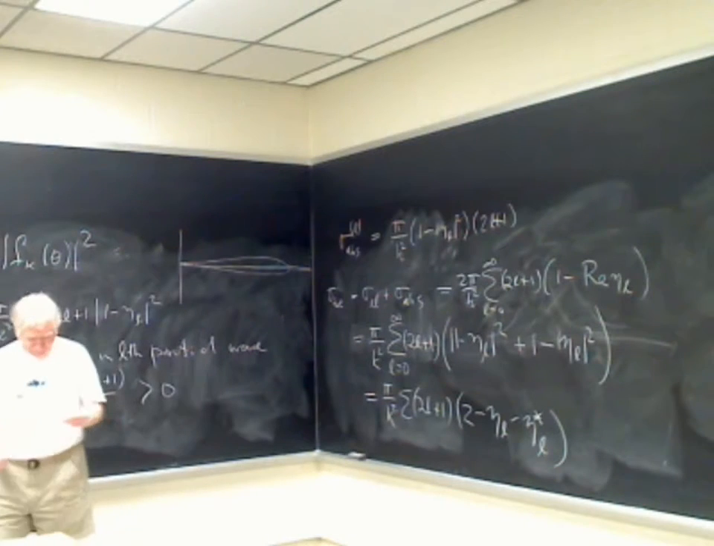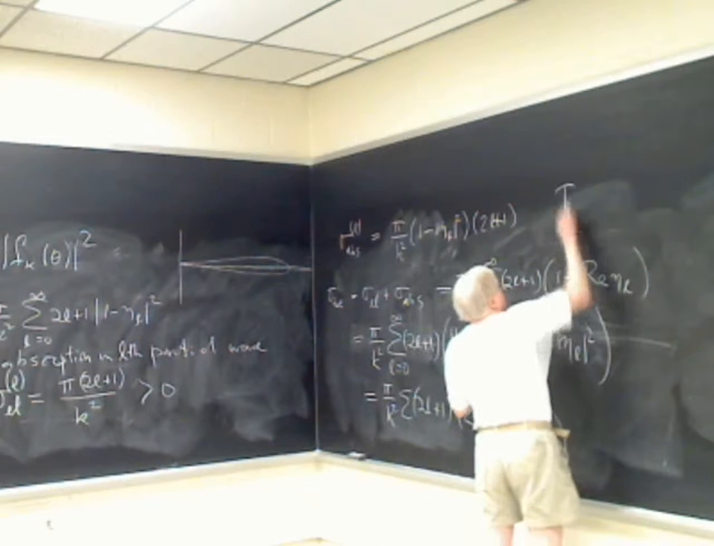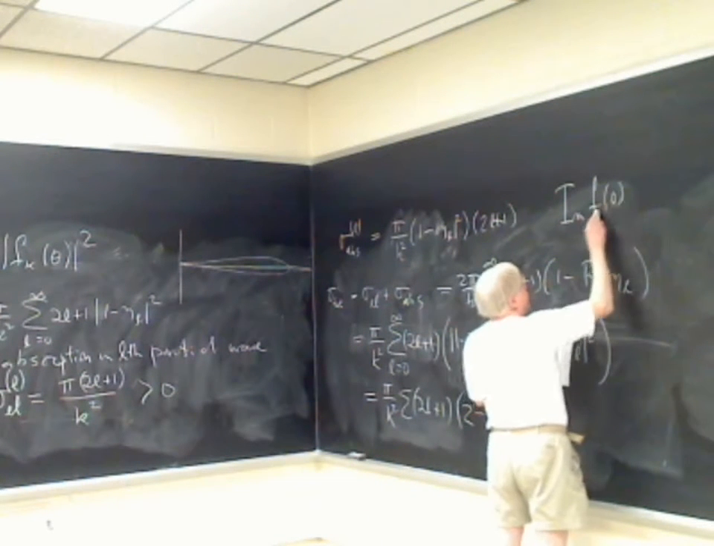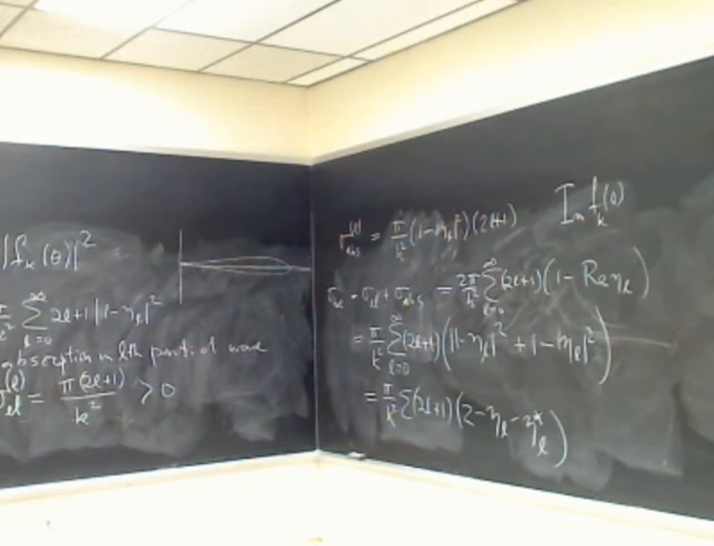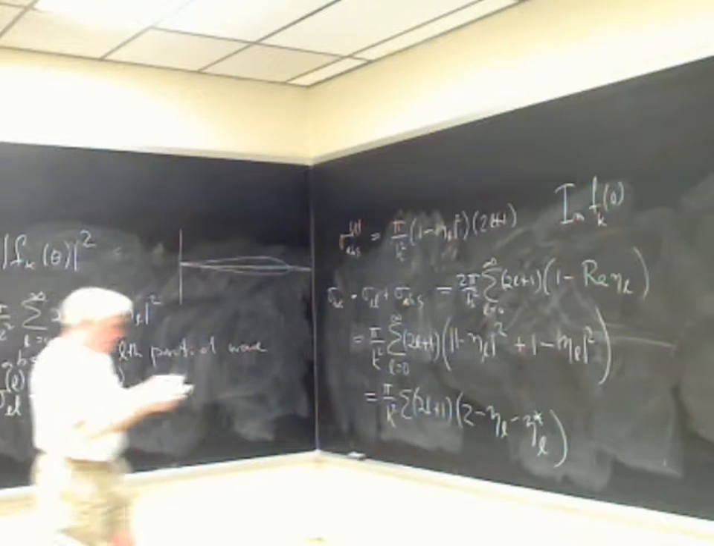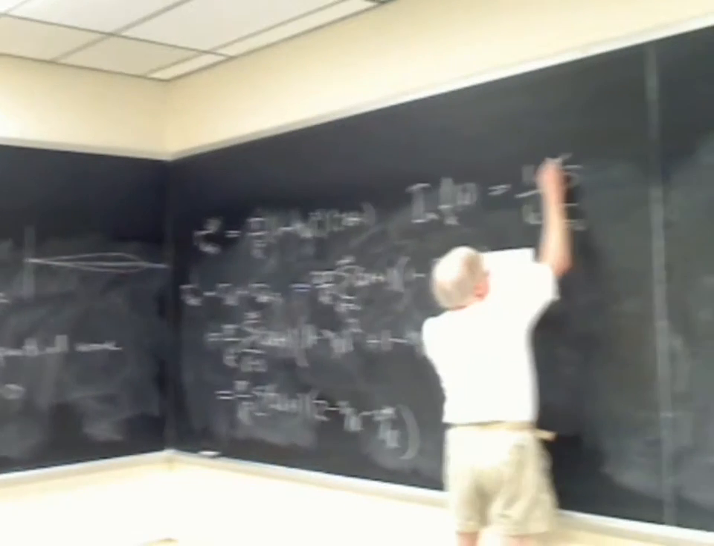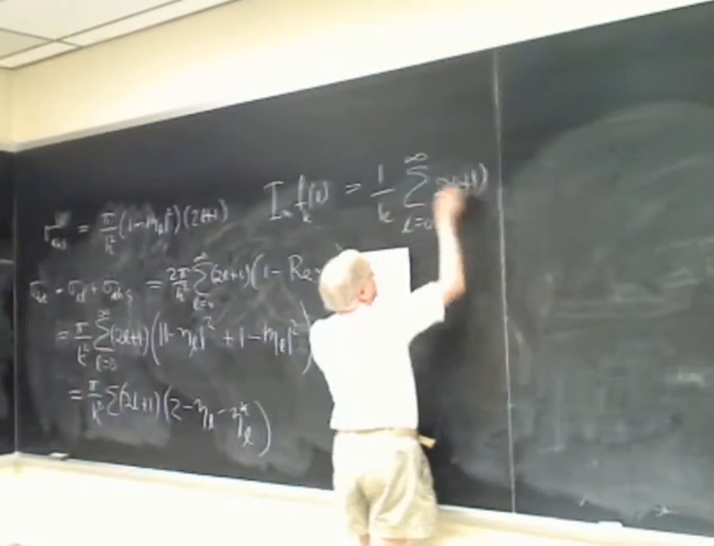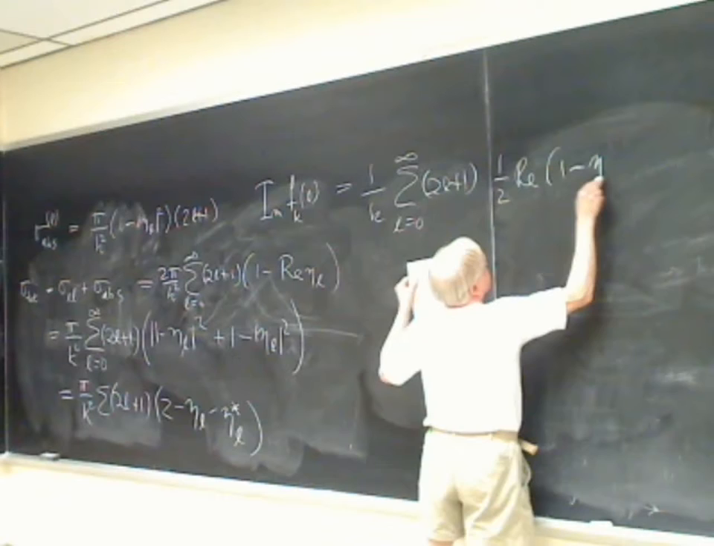And now, once again, if you look at the imaginary part of the forward scattering at theta equals 0, and you look over here, this guy is square root of 2L plus 1 over 4 pi, so this just is a 2L plus 1. Then you want to take the real part of this, and so what you get is that this is 1 over k, sum of L equals 0 to infinity, 2L plus 1, 1 half, real part of 1 minus eta L.